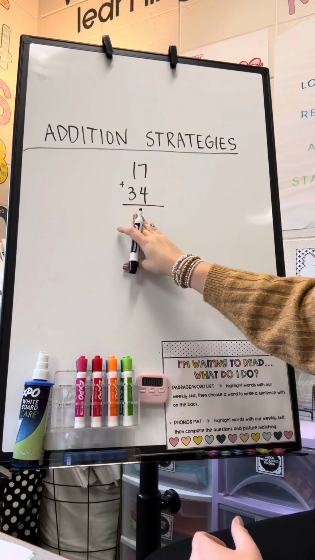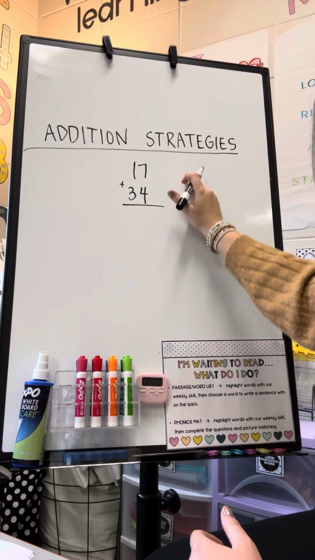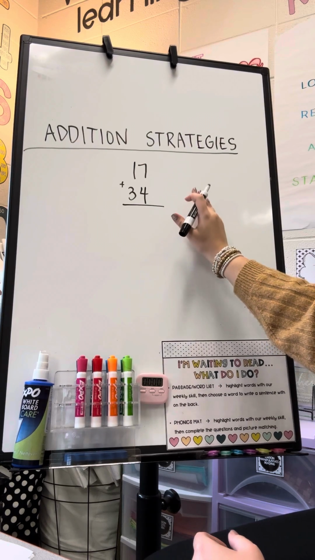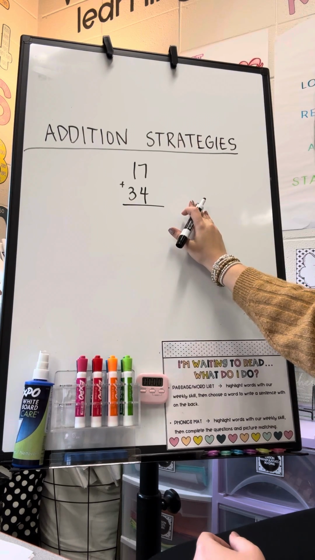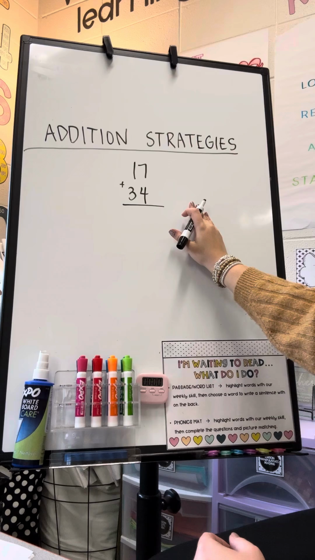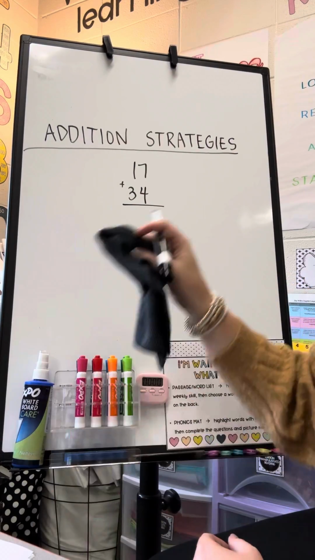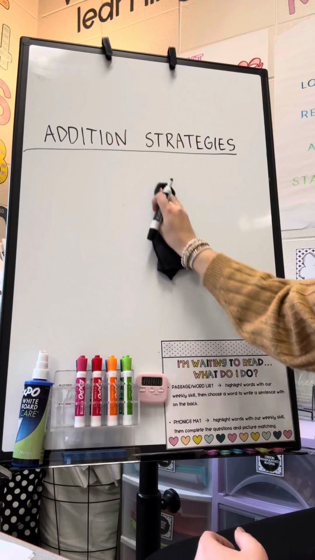They will use this method. We call this the standard algorithm, where we stack them vertically on top of each other. They will use this further down the road. I want to say 4th, 5th grade is when it's developmentally appropriate for them to start doing it this way. However, in second grade, they're not ready for that. That is not appropriate for them to be adding.